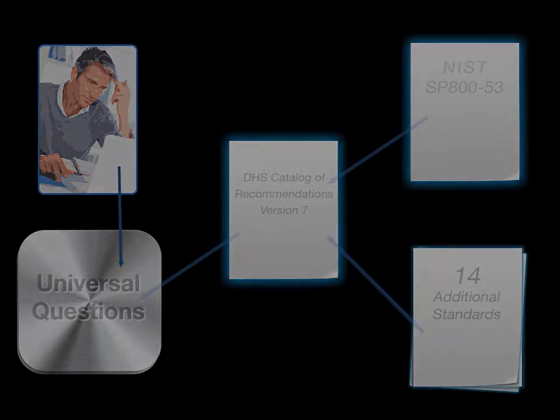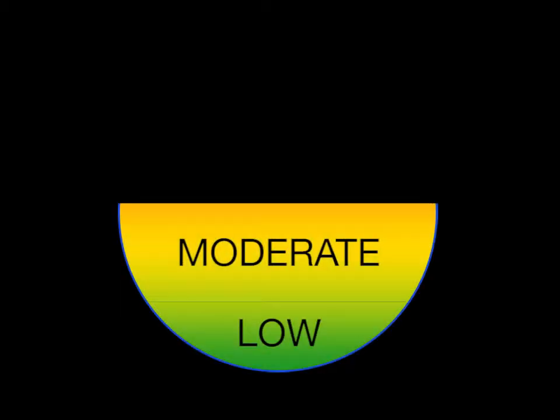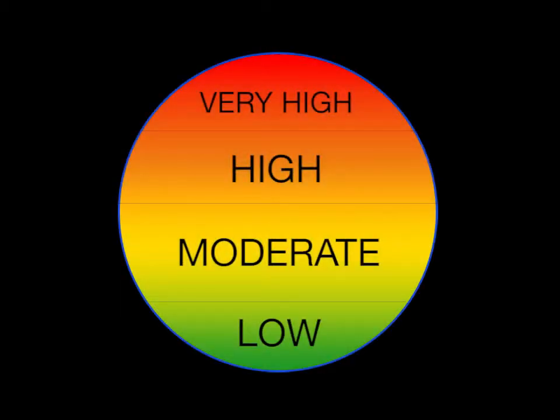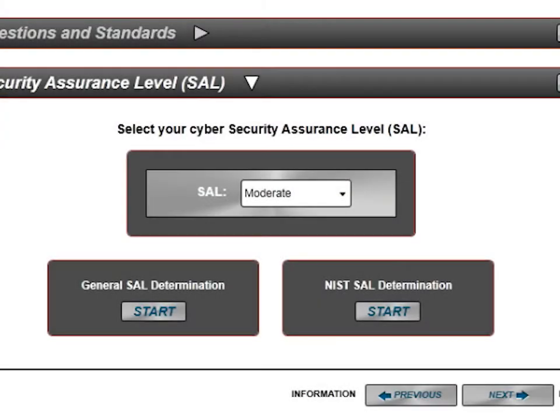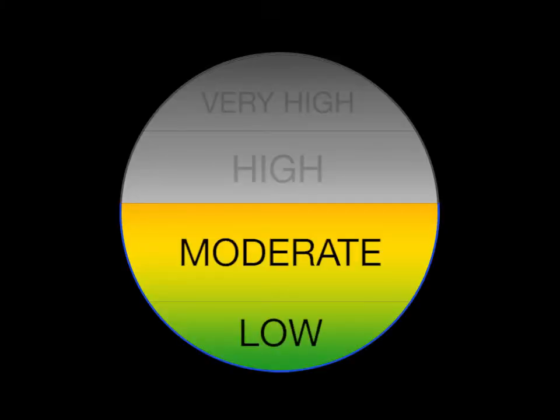The questions were also grouped based on the NIST level system of low, moderate, high, and very high. As expected, high questions would be more demanding than low questions. If your security assurance level is determined to be a moderate, for example, only the low and moderate questions will be presented in the assessment.